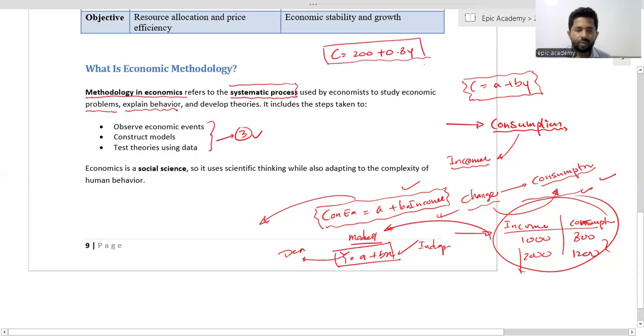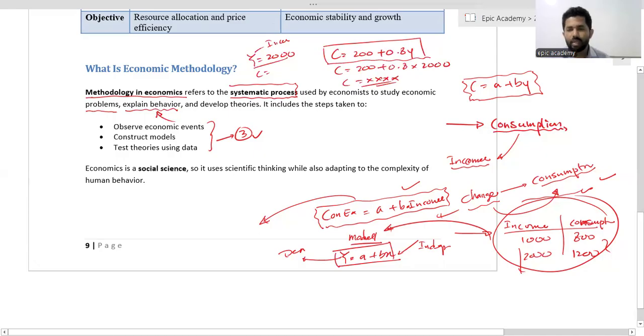If you need to identify when Y equals 20,000, what will happen to C? C means consumption expenditure, Y means income of the people. So then just put the data: C equals 200 plus 0.8 multiplied by 2000. So now you can calculate it. Then you can identify the behavior of the people related to the economic activity.